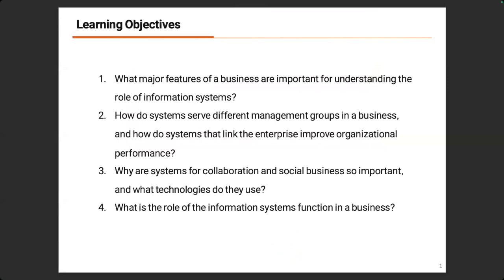So today we're going to learn about these four topics. These are the learning objectives of the second chapter. What major features of a business are important for understanding the role of information systems? How do systems serve different management groups in a business? How do systems that link the enterprise improve organizational performance? Why are systems for collaboration and social business so important, and what technologies do they use? What is the role of the information systems function in a business?